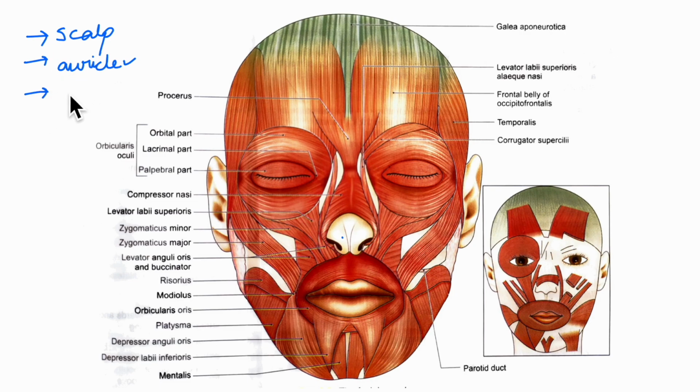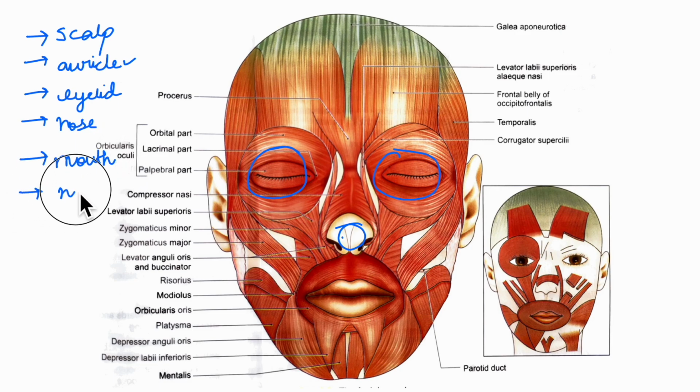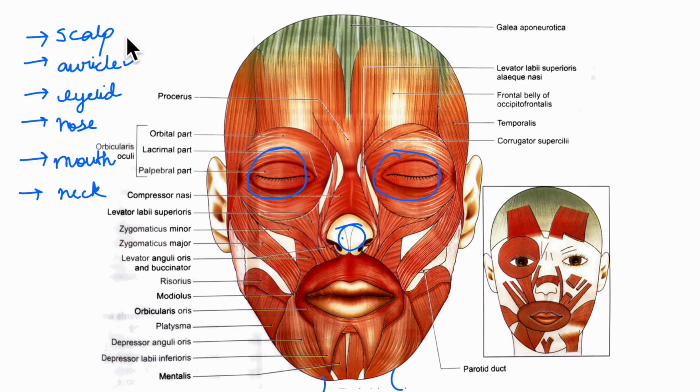Then we'll be looking at the muscles surrounding the eyelid or the orbital opening as we had learned earlier. Then the muscles surrounding the nose or the nostrils. Then the muscles surrounding the mouth or the oral opening. And finally, the muscles surrounding the neck region. So these are the 6 main headings, and under this we'll be learning about the muscles relating to each of these parts. So first, looking at the muscles of the scalp, we have the occipitofrontalis muscle.